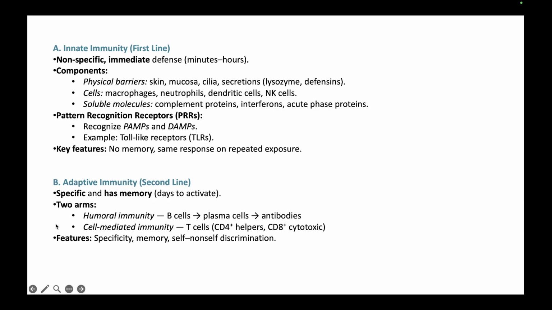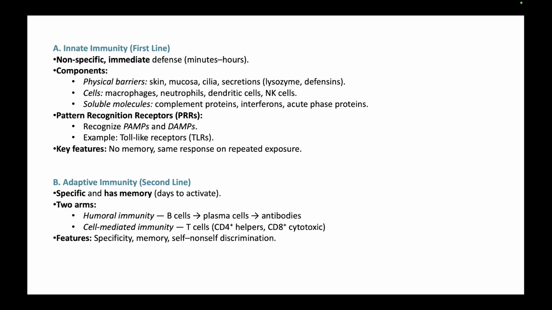Second is the adaptive immunity, which is the second line of defense. This adaptive immunity is specific, it has memory, and it takes certain days to be activated. This specific or adaptive immunity has two arms. It is divided into humoral immunity and cell mediated immunity. In the humoral immunity, you have the B lymphocytes involved, and in the cell mediated immunity, you have the T lymphocytes involved.